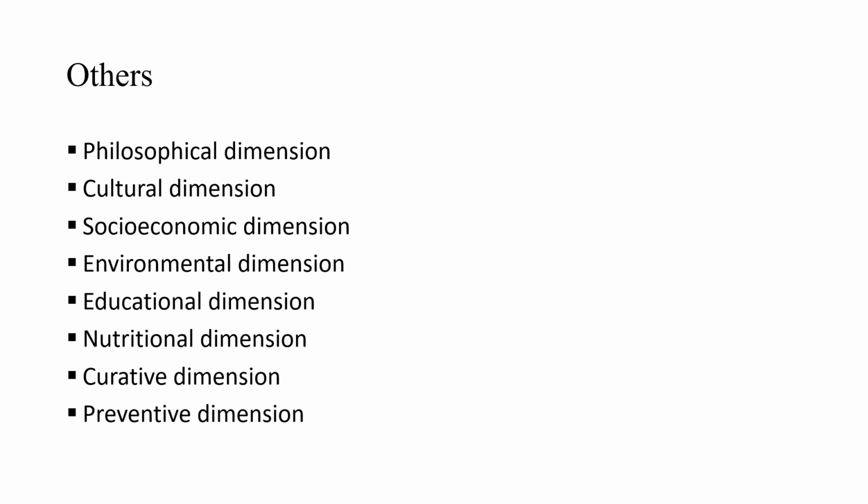Apart from the dimensions we have mentioned earlier, a few more dimensions may be taken into account, like the philosophical dimension, cultural dimension, socio-economic dimension, environmental dimension, educational dimension, nutritional dimension, curative dimension, and preventive dimension. So many dimensions are there. These are not the primary dimensions, you can say secondary dimensions, but they also decide the quality of health of a person.